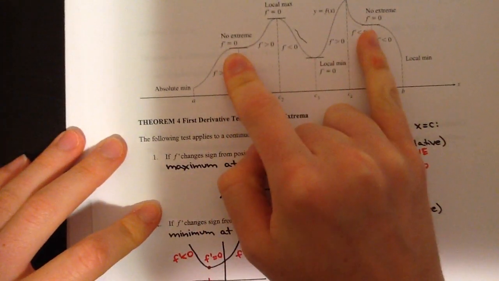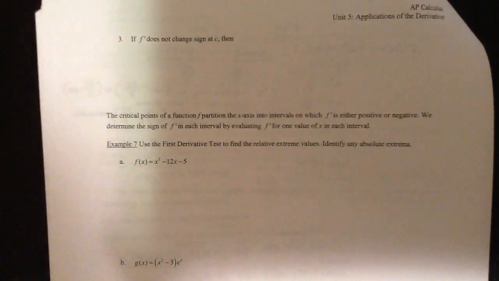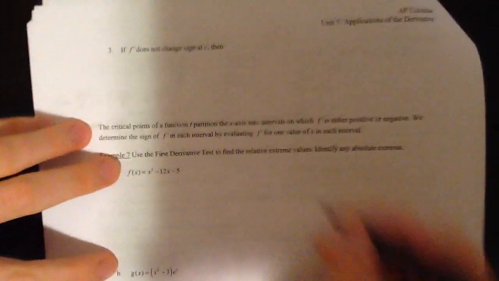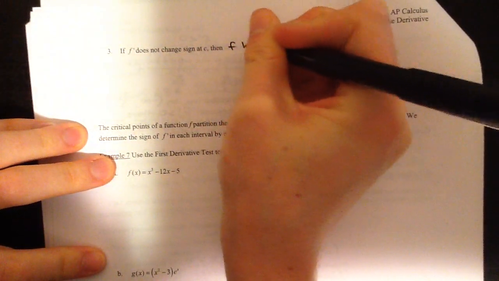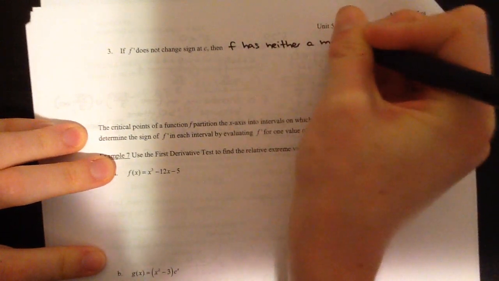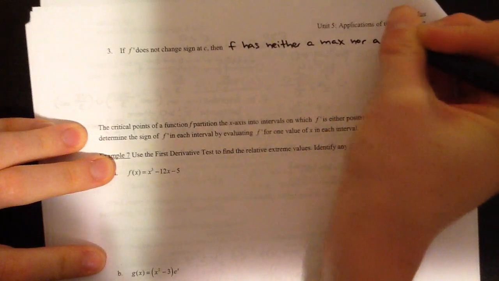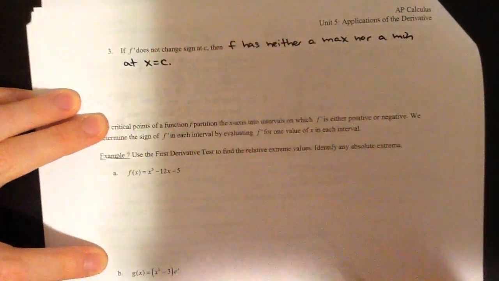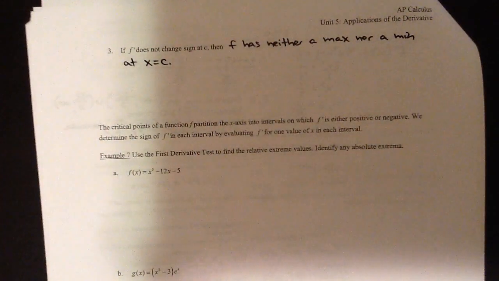Okay, one more thing. And this is what happens here and here. That's the last option, is that you don't end up having an extreme value. So last thing to write down, if f prime does not change sign, so either it's 0 or it's undefined, but it doesn't actually change sign, then f has no local extreme. So let's say neither a max nor a min at x equals c.